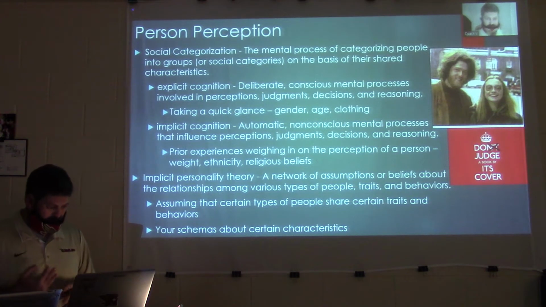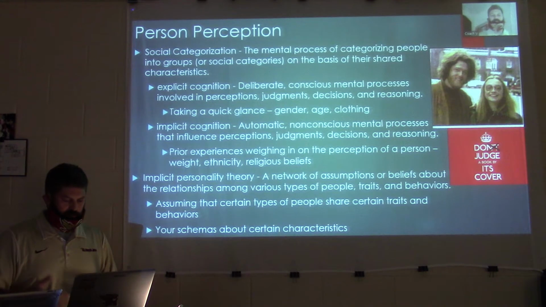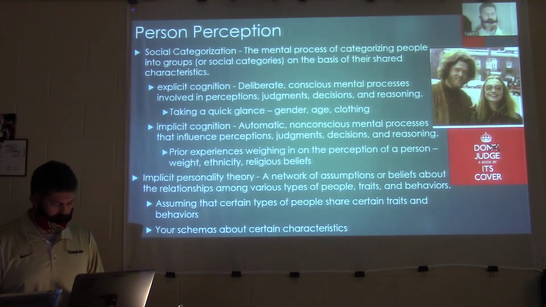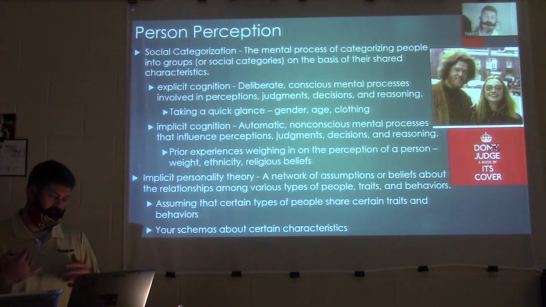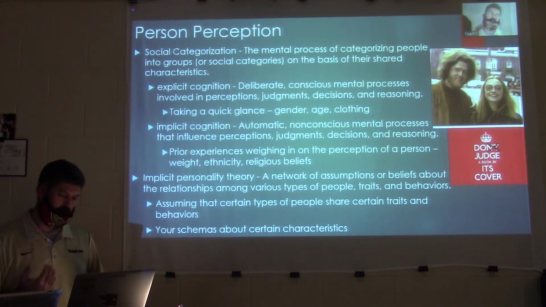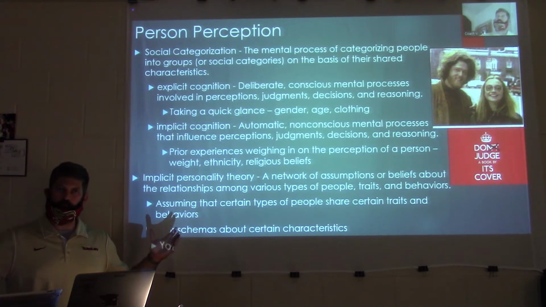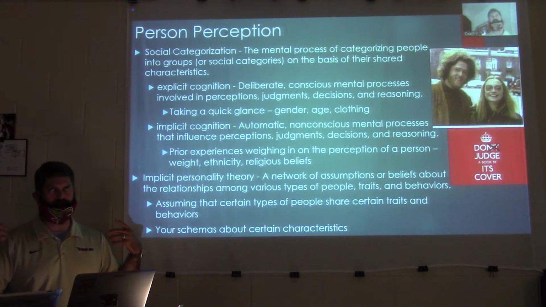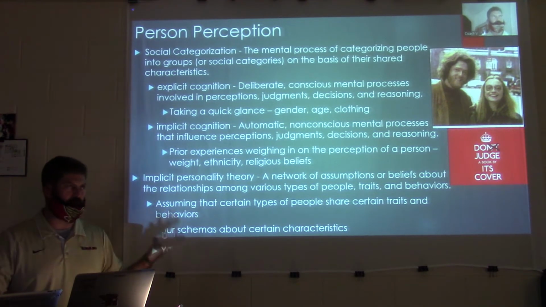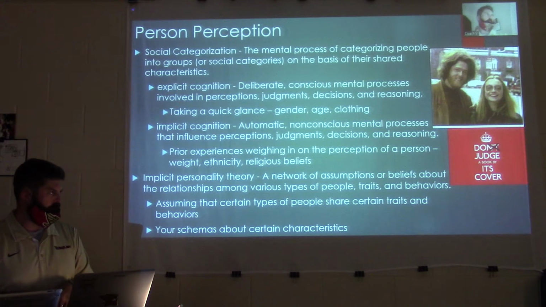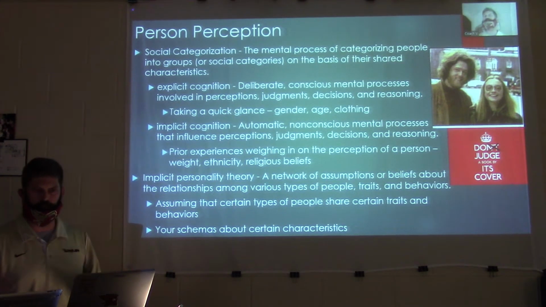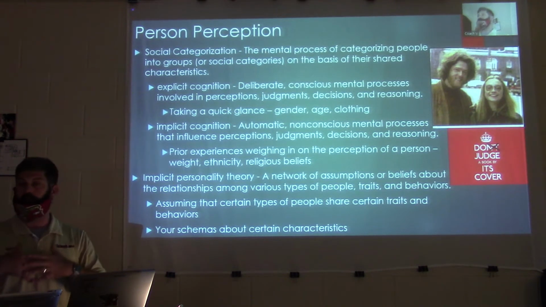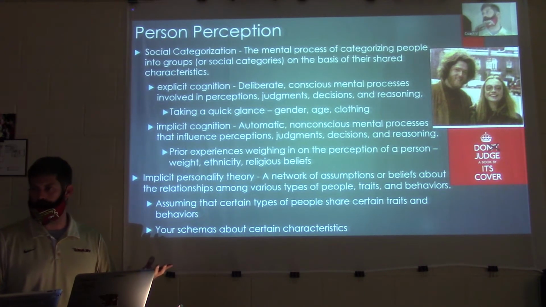Implicit personality theory. This is a network of assumptions or beliefs about the relationships among various types of people, traits, and behaviors. So assuming that certain types of people share certain traits and behaviors, which is pretty false. Even if you get a giant group of the same type of person, and they are not part of your group, and you're just looking at that group, you actually assume that all of them have similar traits, which is very, very wrong.